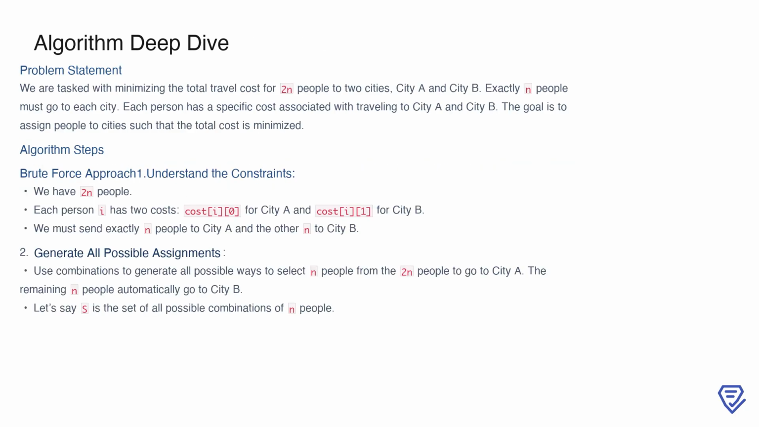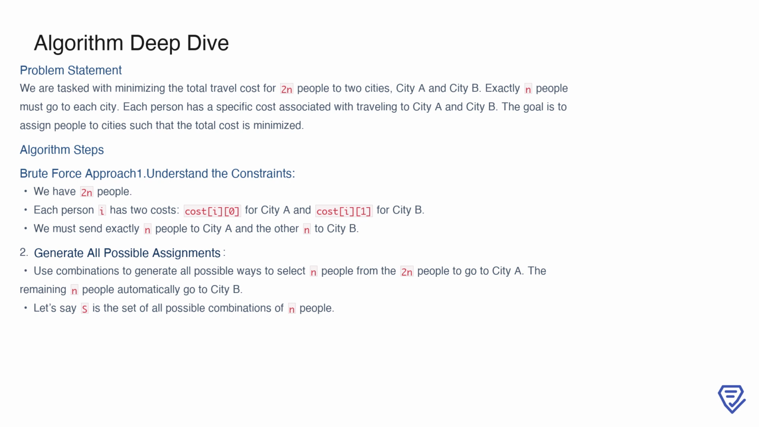The problem we are addressing involves sending 2n people to two cities, city A and city B, while minimizing the total travel cost. Each person has two associated costs, one for traveling to city A and another for traveling to city B. The challenge lies in ensuring that exactly n people are assigned to each city. To tackle this, we first consider the brute force approach.